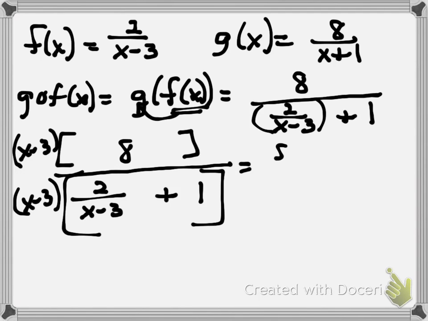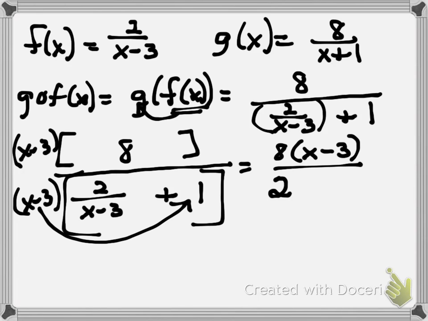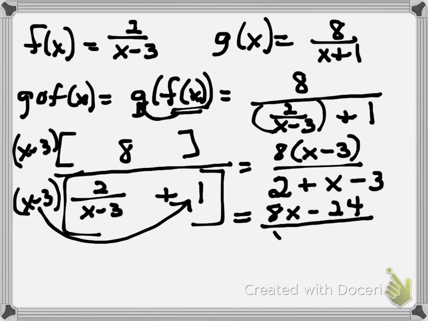In the numerator, I have 8 times x minus 3. In the denominator, x minus 3 times 2 over x minus 3. The x minus 3 divides out, and I have 2. But then I still need to multiply x minus 3 times 1, which is just x minus 3. Now again, I'm not going to have anything that can commonly divide out as a factor of the numerator and denominator. So I have 8x minus 24 in the numerator, and I have x minus 1 in the denominator, of which x cannot equal positive 1 for division by 0.